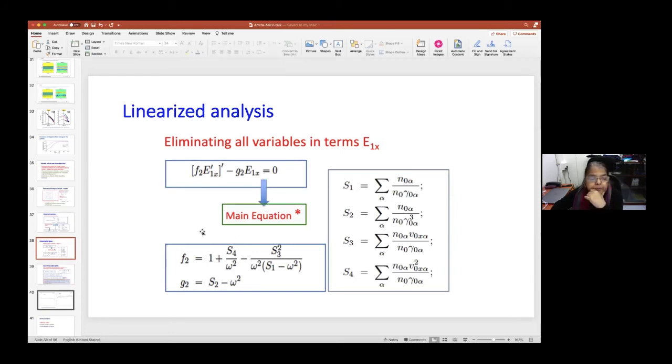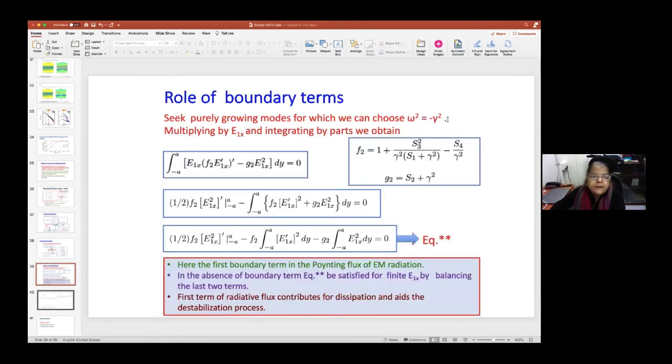where F2 and G2 are these. S1, S2, S3, S4 are all variables indicating the equilibrium parameters. And you can see that S1, S2, S4 will be positive. S3, depending on this, can be negative, but S3 squared appears, so this is also positive. And if we are looking for purely growing modes, then we substitute this.